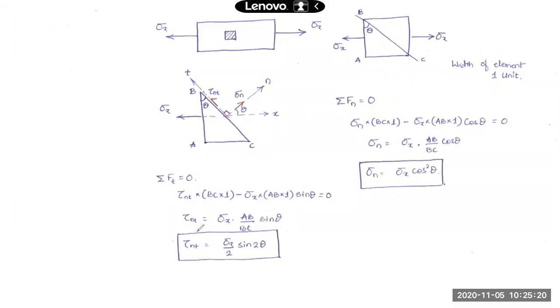Or else, to find tau nt, I'll just rearrange this equation and it gives me sigma x into AB by BC into sine theta. What is this AB by BC? We have seen that AB by BC was nothing but cos theta in this triangle, adjacent upon hypotenuse. This is the trigonometric relation. If I substitute this in the equation, it turns out to be sigma x into sine theta into cos theta. Can you simplify this one? Sine theta cos theta, what is it?